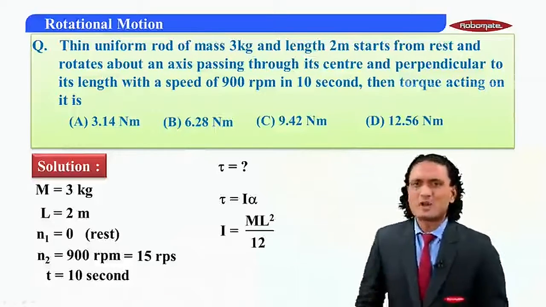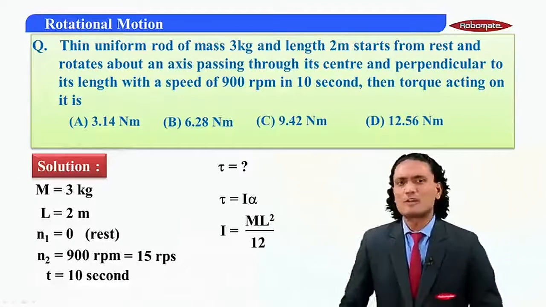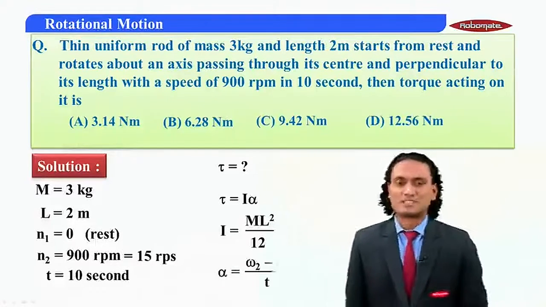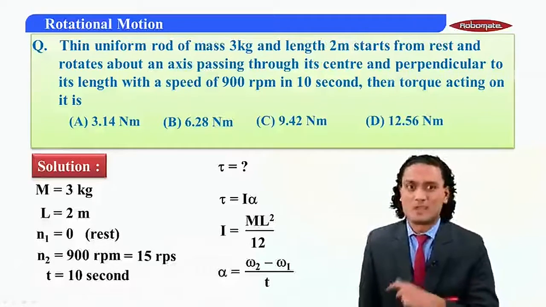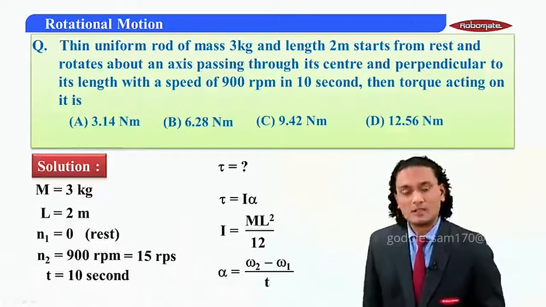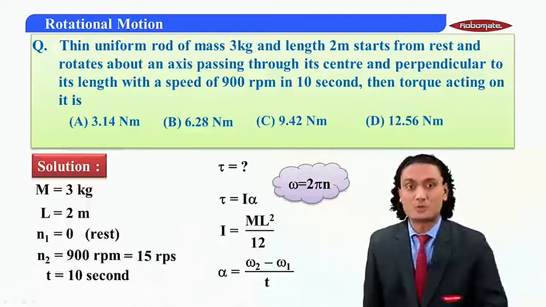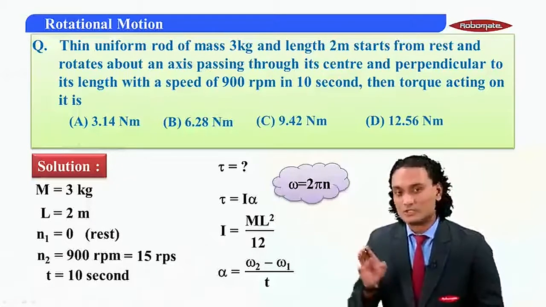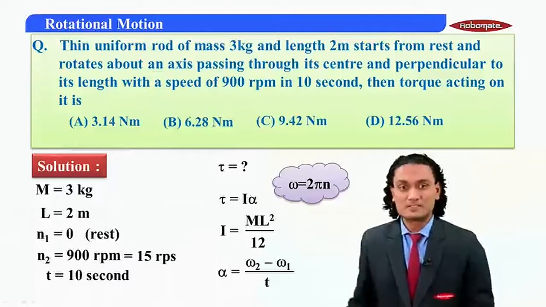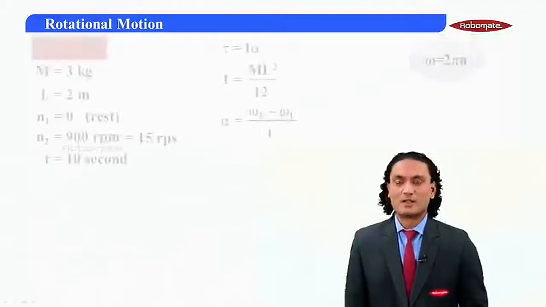Fine. Now, alpha. We have N1 and N2, but how to find out alpha? Any other formula? Very good. Alpha is nothing but omega 2 minus omega 1 upon T. But we have N1 and N2 then? Yes, we know one more formula. Omega is 2 pi n. So using all these formulas, we can find out the torque. Is that clear? Isn't it simple? Okay. Now, let us move on to the calculation part.